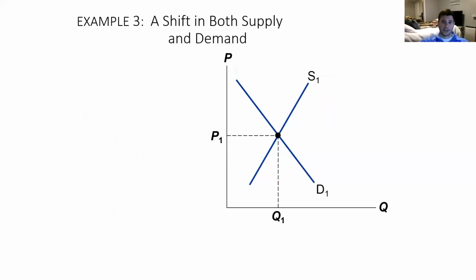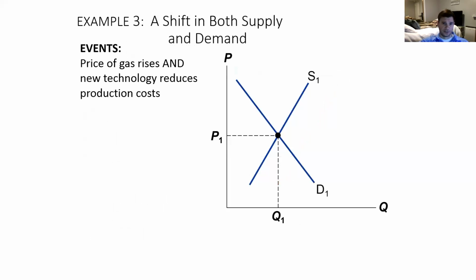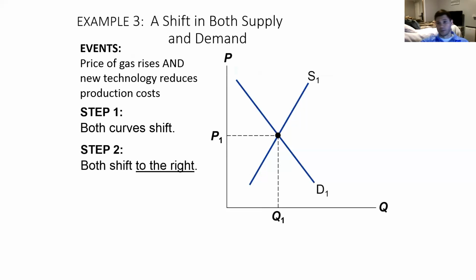Now, it's possible we have some factors that change simultaneously. For example, let's suppose we had both events in examples 1 and 2 happen together. Then step 1, we know both curves are going to shift, and we know that both curves are going to shift to the right. Now, the problem is we do not have information at this point on the relative size of these shifts. So you'll notice as I've drawn the diagram, it looks like the demand shifted more than the supply. This is more of a demand-driven phenomenon.